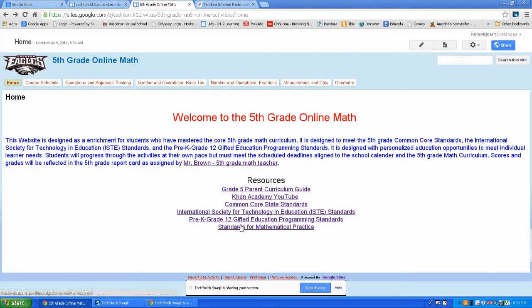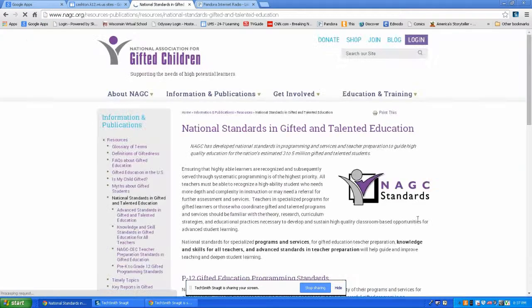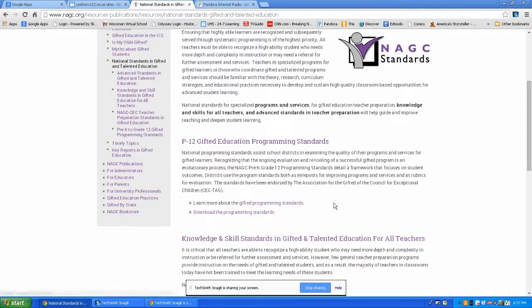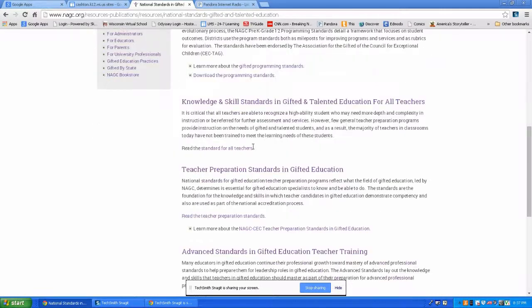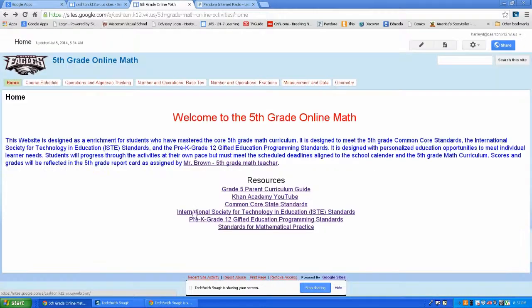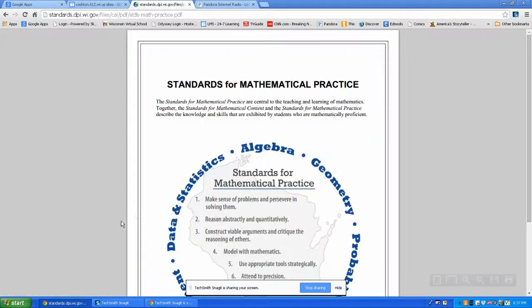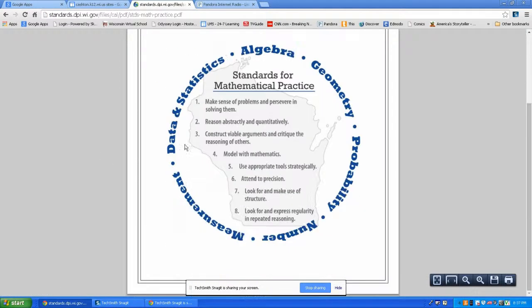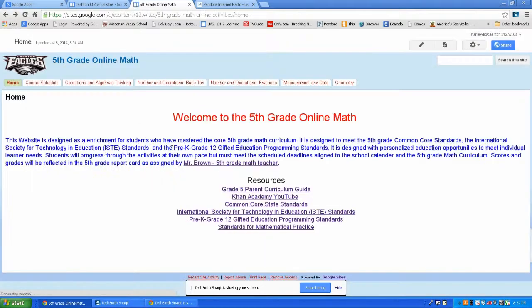We have a link to the gifted and talented programming standards so that we can see how this is based on some of the stuff that is required for their gifted and talented program. And then there is a link to the standards for mathematical practice so that we can see what the big ideas in math are that we are going to be working with.